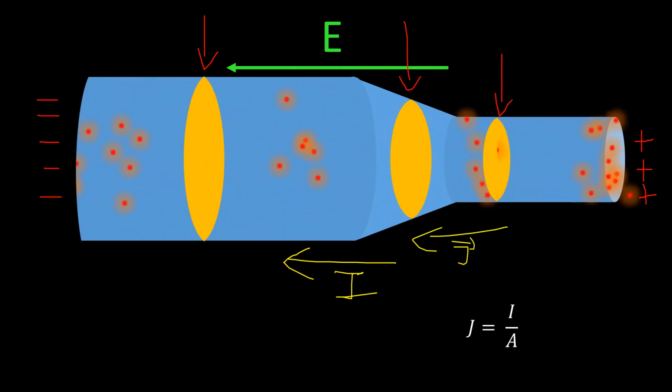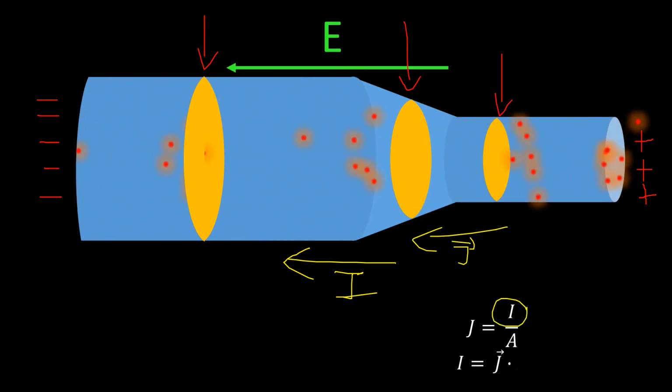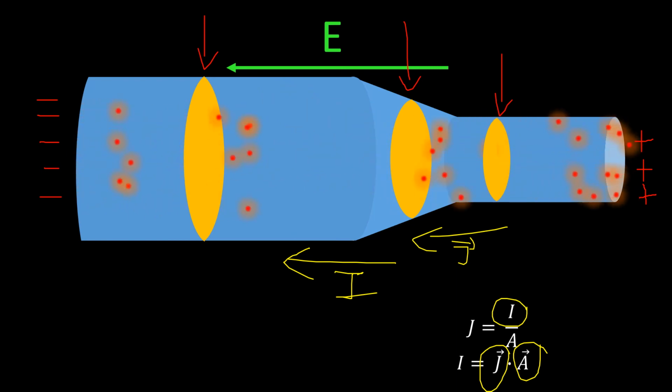If we make I the subject of the formula here, I can be given as J dot A, because J is a vector quantity and A is also a vector quantity. So the scalar product will give us current. What should be the unit of J? Current per unit area, so it should be ampere per meter square. Most of the time J is used to find out current.